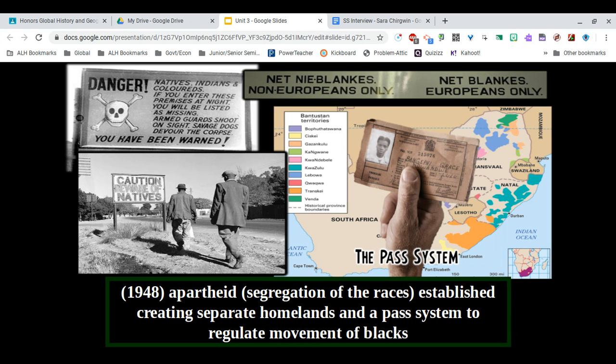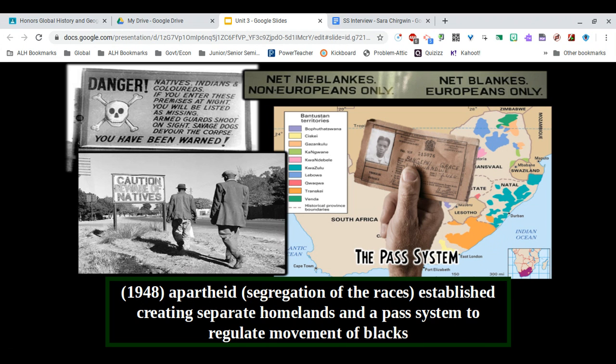So here's an example of that pass system. Most Black South Africans would have these pass books, very similar to an ID card or a driver's license, where they would show not only where they lived, but maybe if they had a special job that allowed them to go into white areas of South Africa, and a reason as to why.